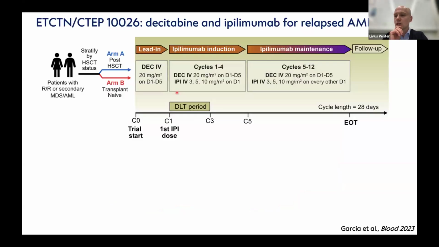So I was in the fortunate situation that I was involved in the scientific biomarker program of a clinical trial that tried to improve outcomes after allogeneic stem cell transplantation by testing an ipilimumab-based treatment for relapsed AML. So ipilimumab is a blocking antibody for CTLA-4, and the idea is to reinvigorate donor immunity by blocking CTLA-4.